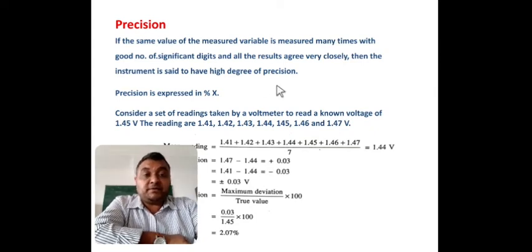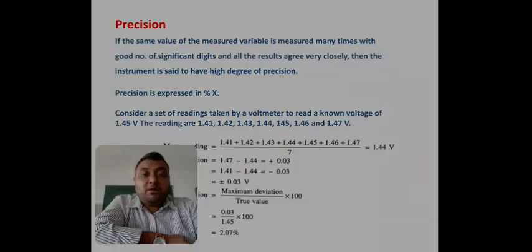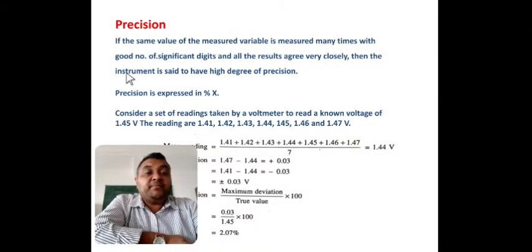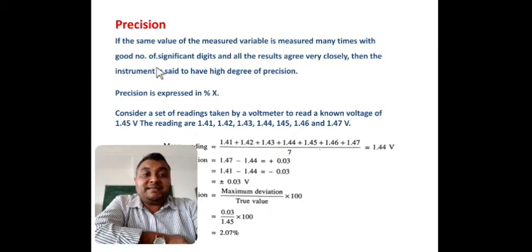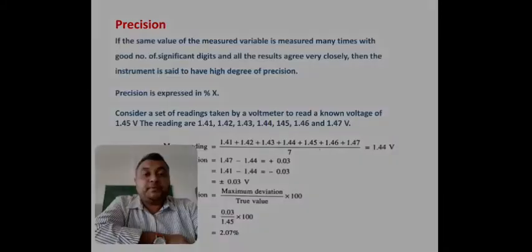Okay, so the same example is given over here. Once again we will repeat the definition of precision, and this definition is asked many times in examinations as well. So take care of it. Precision: if the same value of the measured variable is measured many times, with a good number of significant digits, and all the results agree very closely, then the instrument is said to have a higher degree of precision.